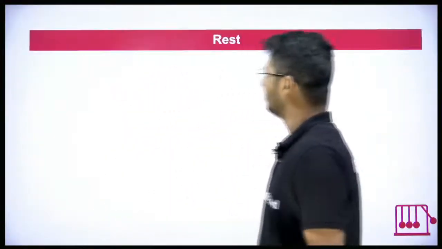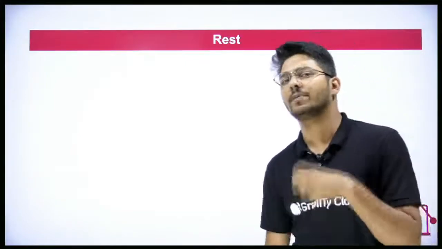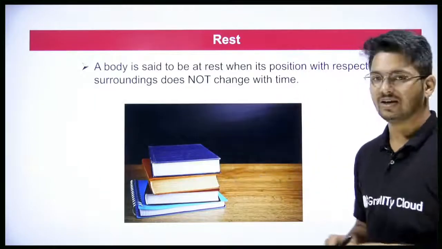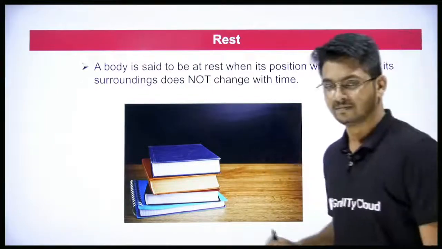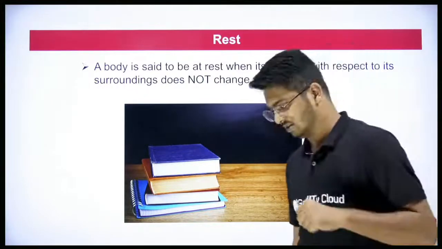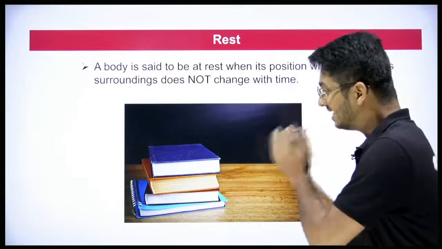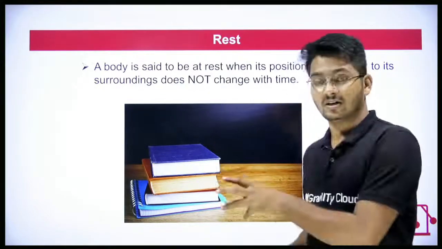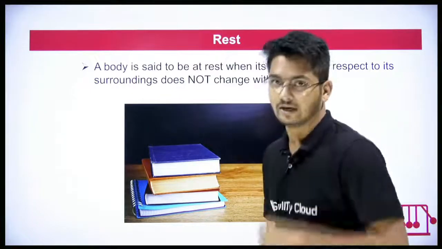So when we talk about rest, what do we actually mean when we say that a particular body is at rest? Look at this, for example. Here we have a few books, exactly 4 books placed on a table. Generally, when we look at them, we say that these books are at rest. So what do we mean? When we say something is at rest, its position is not changing. It is not moving. That's what we call a body at rest.